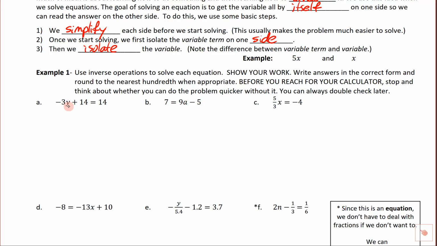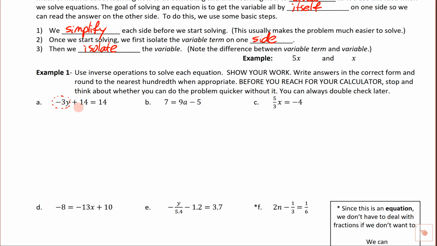They both don't have a y on them. And then we've got a 14 over there. So each side is already simplified. So let's go ahead and start solving this. We're going to get the variable term. Sometimes I have my students put a dotted circle around this. That's the variable term. We're going to isolate that.